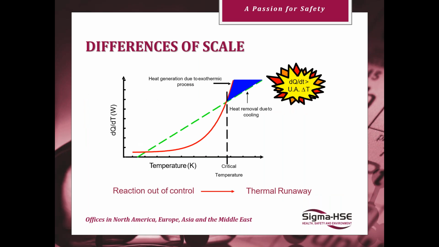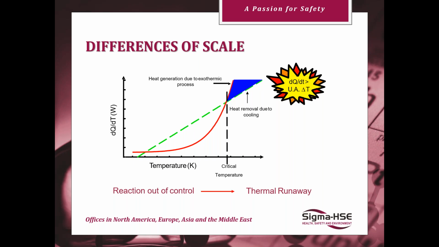We've got the dashed green line, and that is our heat removal. If you've got a jacket on your vessel, as the temperature increases, you can only remove so much heat. You've got a certain capacity on that heat removal system that, no matter what you do, whether you turn the pumps up or increase the circulation, you're only going to get so much heat removal. We've got our red line, which is the heat generation due to an exothermic process.